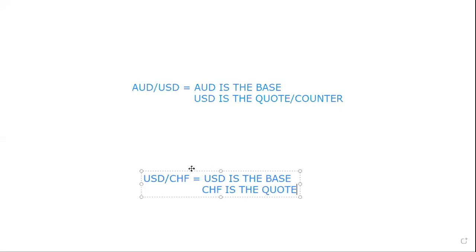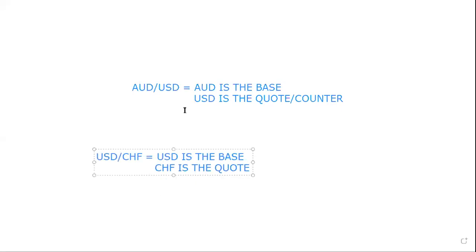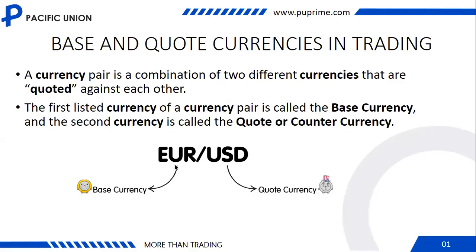So what it means is basically every first instrument is the base, while the second is the quote. So when we have USD JPY, USD is the base, JPY is the quote. If you have GBP CAD, GBP is the base, while CAD is the quote. Okay, so let's go to the next slide.